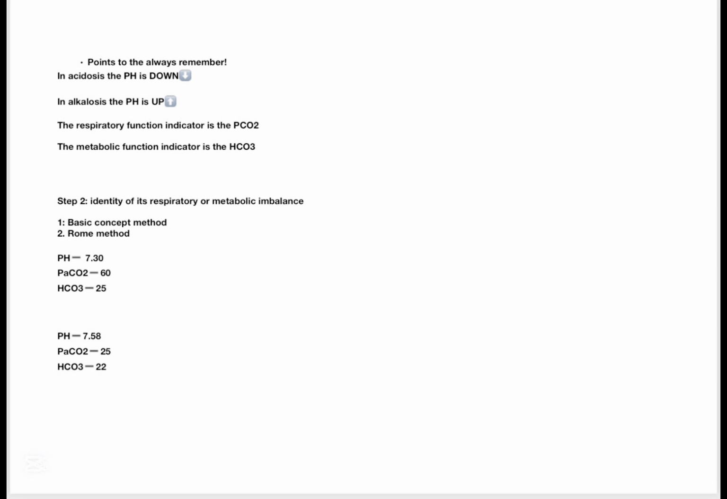Looking at the next example, we have a pH of 7.58. First step, identifying if it's alkalosis or acidosis by looking at the pH. You can see that the pH is higher than the normal range, which is 7.35 to 7.45. So this is alkalosis. Now we can look at the CO2.